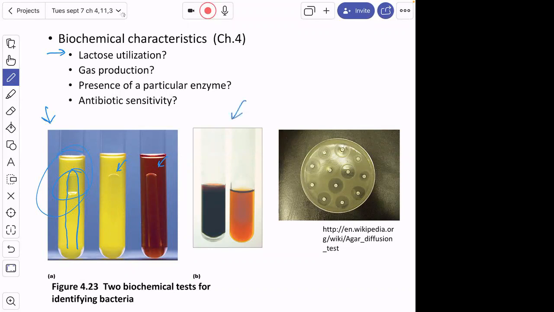This is actually a test for an organism that can make hydrogen sulfide. We get a black color change there. Probably, we do some tests to see what kind of enzymes the organism can make. That will give us hints as to what group they should be in.